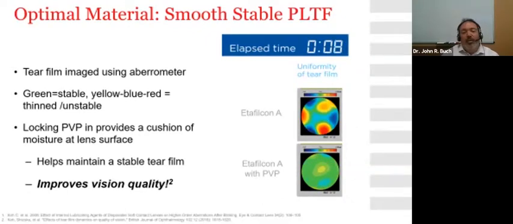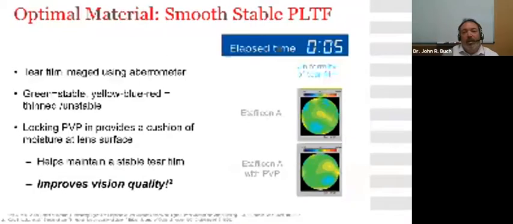So why is this important? Well, if you recall, the tear film interface between the tears and the air accounts for 2/3 of your eye's refractive power, right? So small fluctuations in your tear film can definitely result in fluctuations in your vision, okay, which would decrease your visual satisfaction.